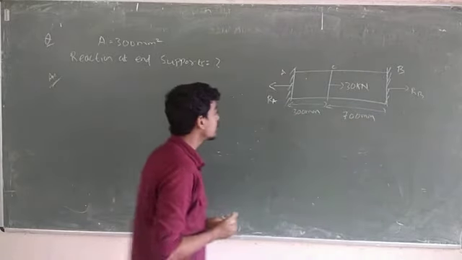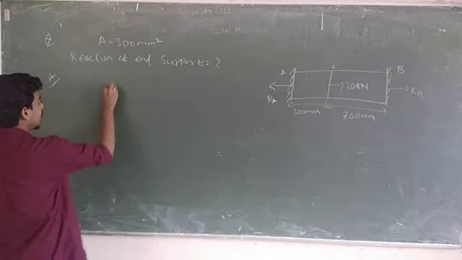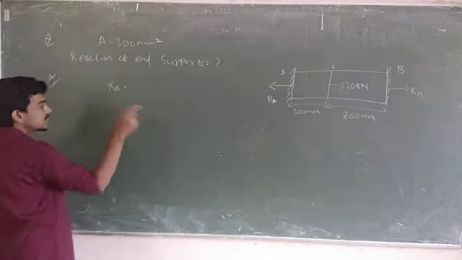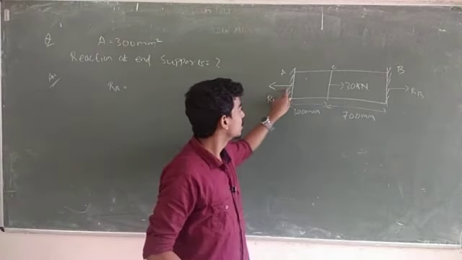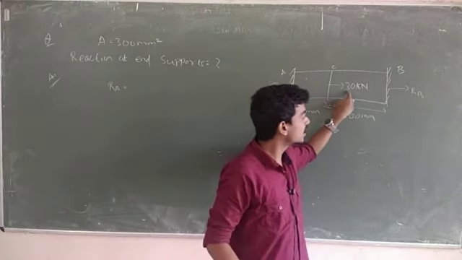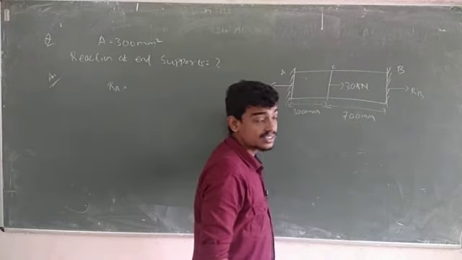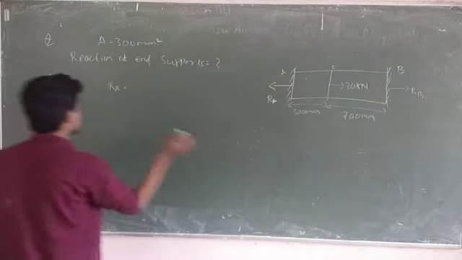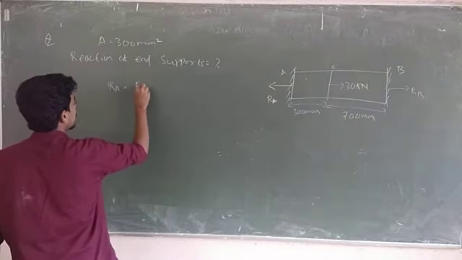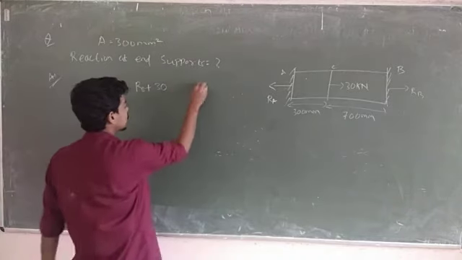According to the direction, I can write RA, because it is in this direction, tensile here, opposite to 30 kN and opposite to RB. RA is in this direction, but 30 kN and RB are in the other direction. So RA is equal to RB plus 30, I can write. This is our first equation.